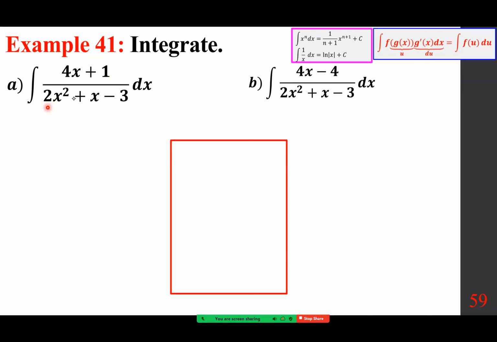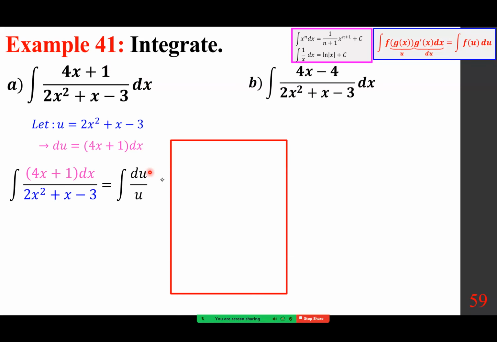The next step is the denominator as a choice of u. If you differentiate that, you get 4x plus 1. So du is 4x plus 1 times dx. And we're going to put the dx at top, so we can clearly see we have du over u. So the integral of du over u, by now everybody knows, is the natural log of u and a constant. And you're going to replace the u and you're done.